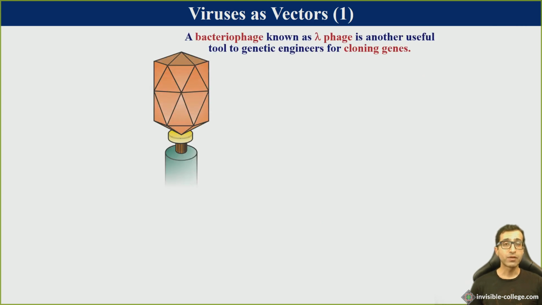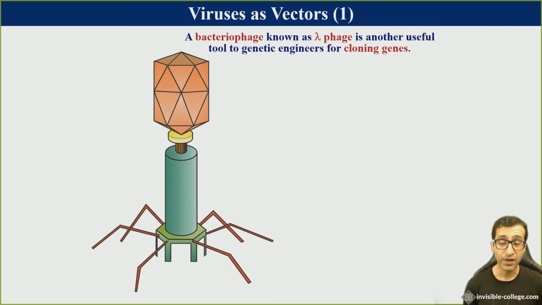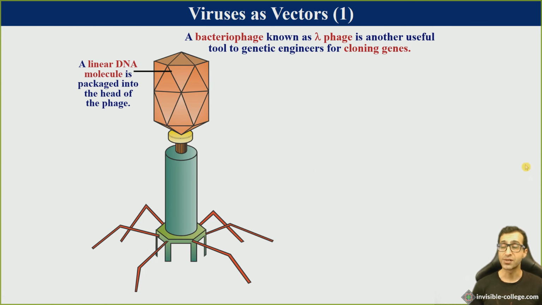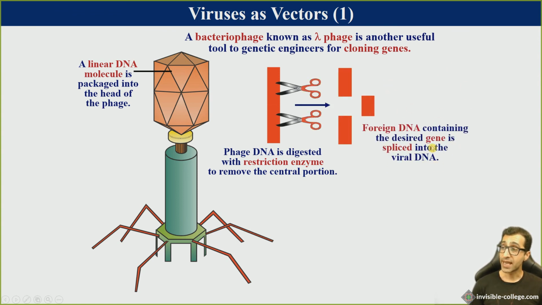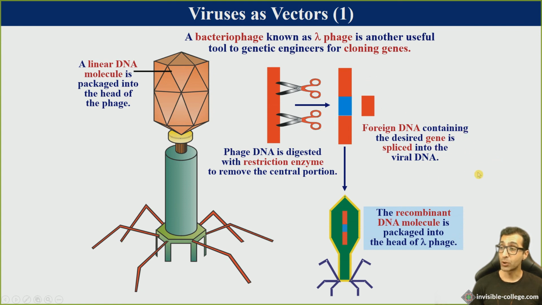Now, we mentioned that bacteriophage viruses, typically lambda phages, are another useful tool to genetic engineers for cloning genes. So you find the linear DNA molecule packaged into the head group of the bacteriophage. So the phage DNA can then similarly be digested with a restriction enzyme to remove the central portion. The foreign DNA containing the desired gene is then spliced into the viral DNA. The recombinant DNA molecule is then packaged into the head of this lambda phage.